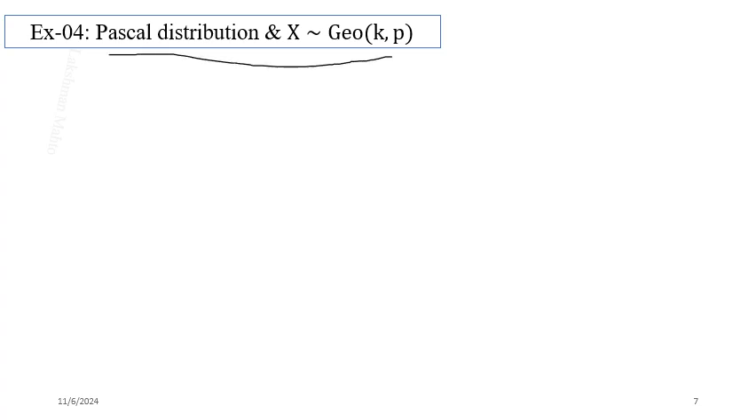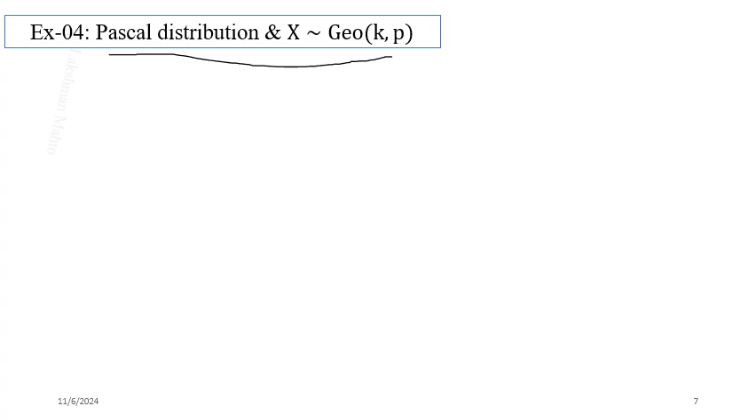In the last case, what was the parameter? There was a single parameter p. Before that, in Poisson the parameter was lambda. Before that, in binomial the parameters were n and p. Before that, in Bernoulli, the parameter was p. Now here again, a two-parameter situation is coming in Pascal distribution: one is k, another one is p. This would be given with the probability distribution. What does it mean? p is again the probability of success.